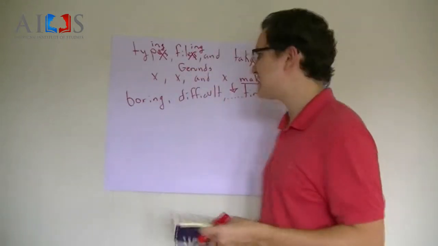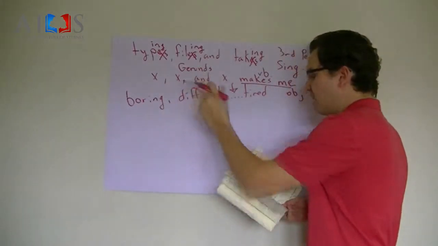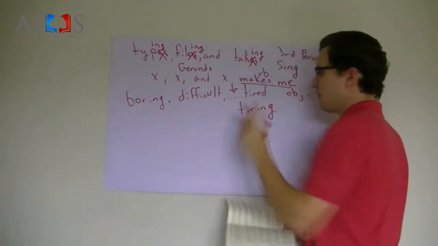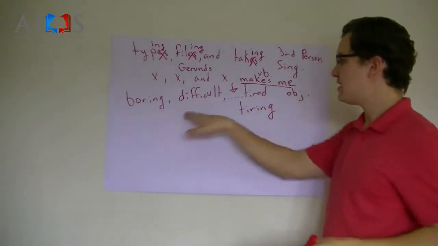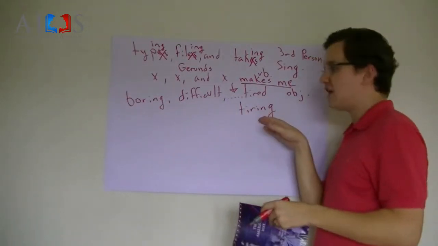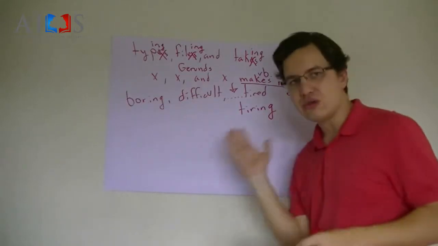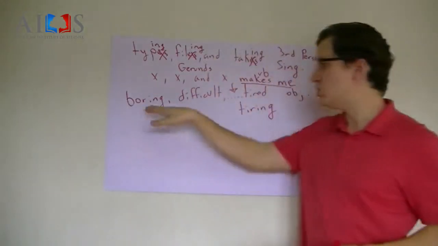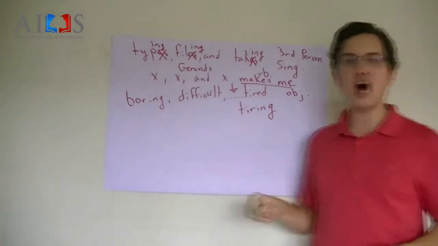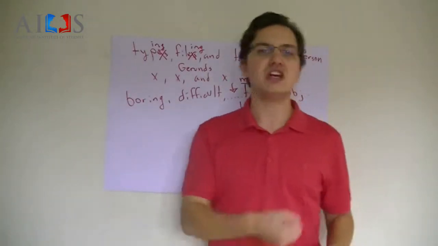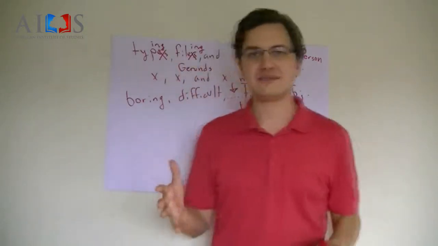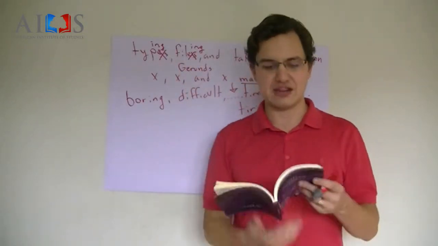So how do we fix that? Boring, difficult, and tiring. Alright? Boring, difficult, and tiring. Now they all are smooth together. They all are only one adjective alone. No extra verbs, no extra subjects, no extra adjectives or adverbs. It all is smooth together.